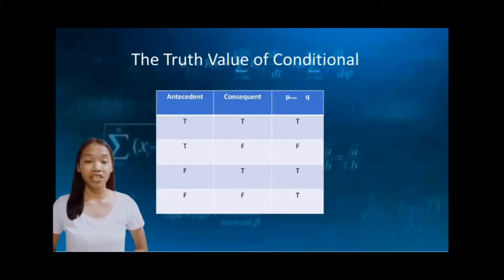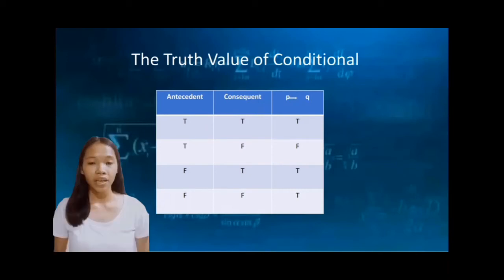So now, I will discuss the truth table of the conditional. As we can see, this is the truth table of the conditional. This will serve as our guide, and always remember that the truth table of the conditional is always constant. If P is T, Q is T, P implies Q is T. If P is T, Q is F, P implies Q is F. If P is F, Q is T, P implies Q is T. If P is F, Q is F, P implies Q is T. T implies F equals F. Always remember that.